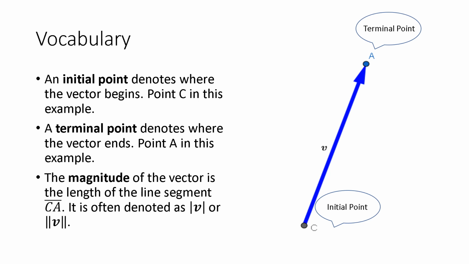The magnitude of the vector is the length of the line segment beginning at the initial point and ending at the terminal point. And in our example here, it would be the line segment CA. This is often denoted with vertical bars or 2 vertical bars surrounding the name of the vector. You can find the magnitude with a formula. Basically, you take the sum of the squares of the components and take the square root of that. And this will be demonstrated in another video.